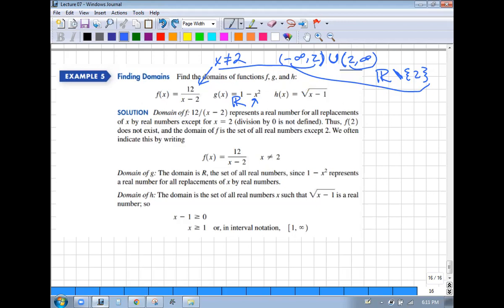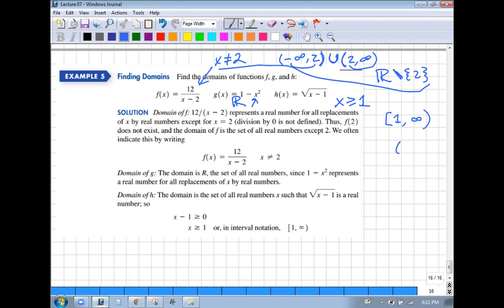This guy, square roots, I can't get a negative in there. So if I have anything less than 1, it's going to choke. So my x's have to be greater than or equal to 1. Or in interval notation, from 1 to infinity.